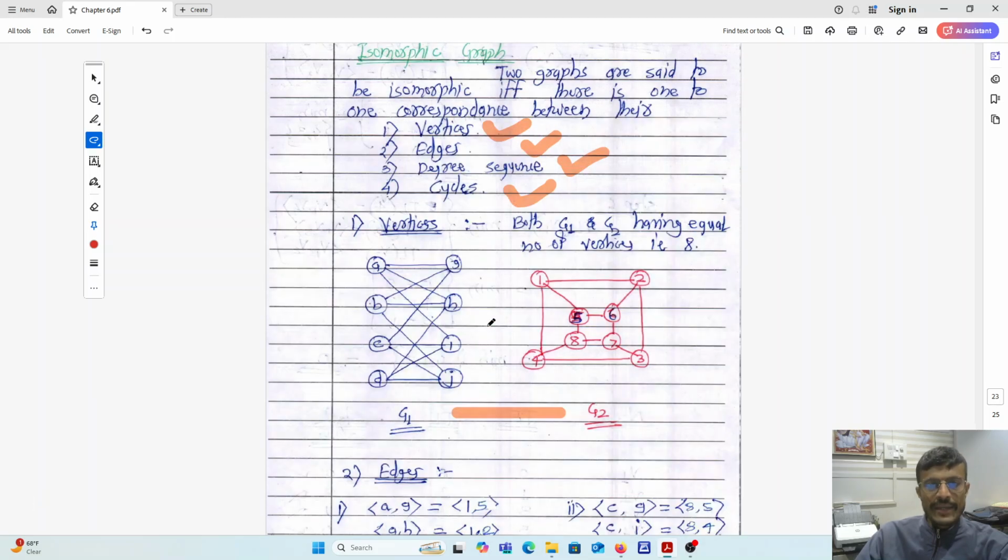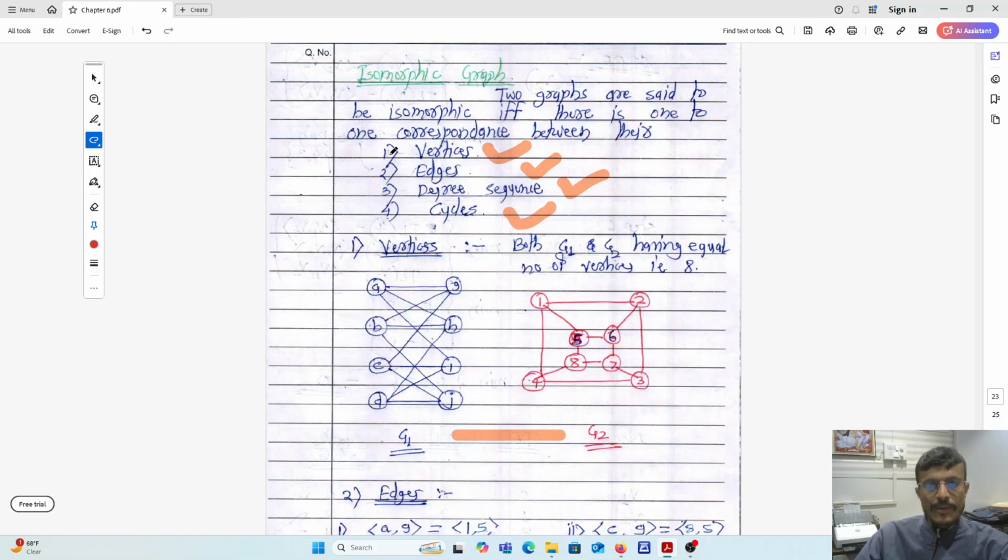Hence you can see the same number of vertices are there. Yes, the same number of edges are there. The degree sequence is the same. The cycle is the same. So that's why the LHS and RHS are both called isomorphic of each other.